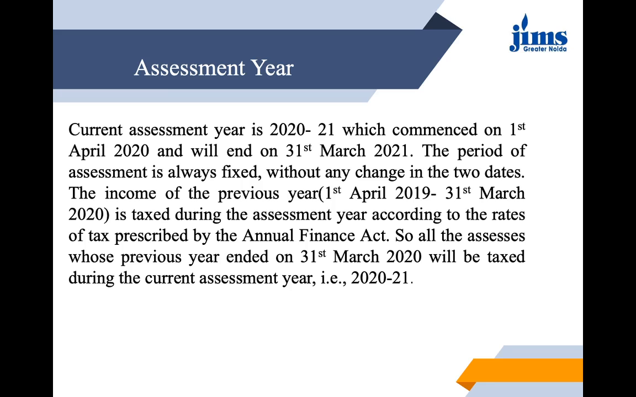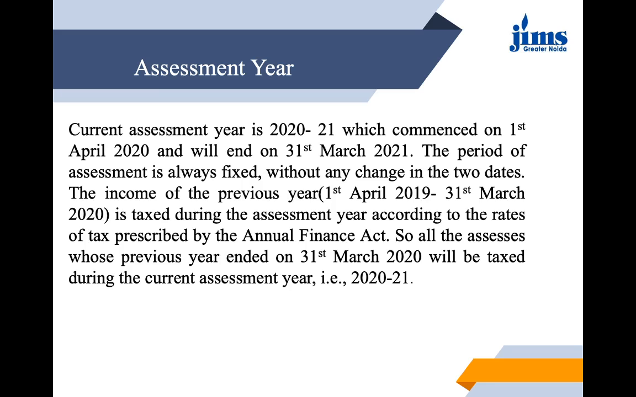So income which is earned in the previous year, means the financial year prior to this period from 1st of April to 31st of March 2021, and that previous year would be from 1st of April 2019 to 31st March 2020. The income which is earned during the previous year is taxed during the assessment year according to the rates of tax which are prescribed by the Annual Finance Act. So what happens is that all the assessees whose previous year ended on 31st March 2020 will be taxed during the current assessment year, that is 2021.